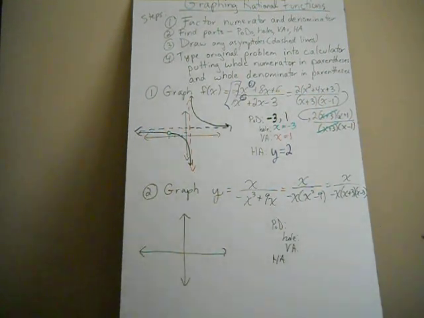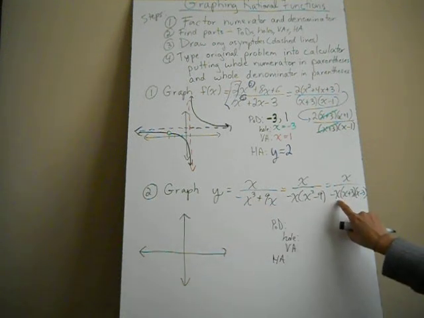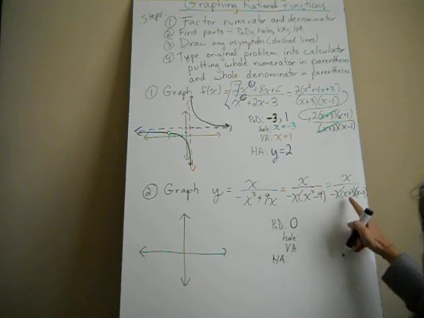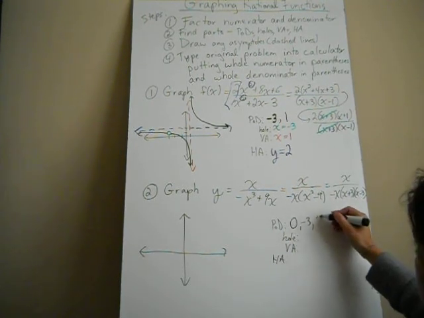Okay, so our points of discontinuity are any values of x that would make our denominator equal 0. And we know we're looking for 3. So right there, for that x, we have a point of discontinuity at 0. For that, it would be negative 3. And for this one, positive 3.